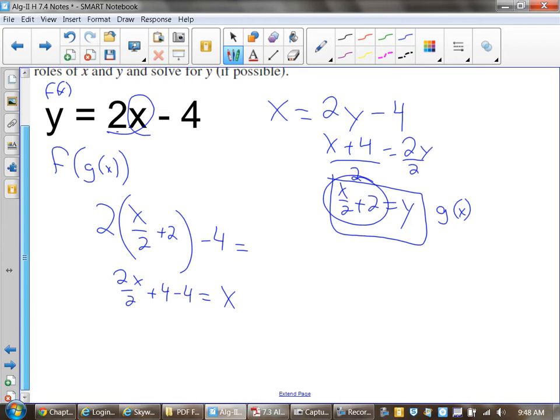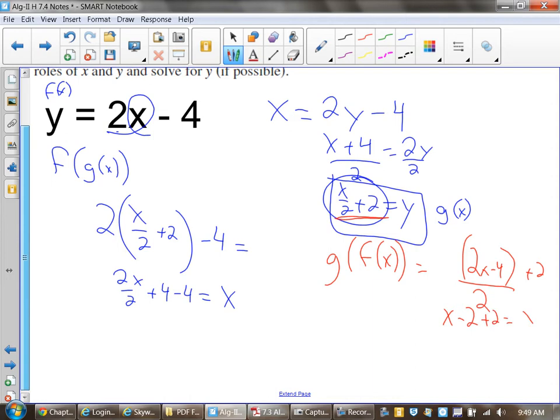And if I go the other direction, g of f of x. If I take the f of x equation, the 2x minus 4, and I substitute in to the g of x equation, when I simplify that, I get x minus 2 plus 2, which is x. What happens here is that functions are inverses of one another if you do the composite of them and your answer is always x.